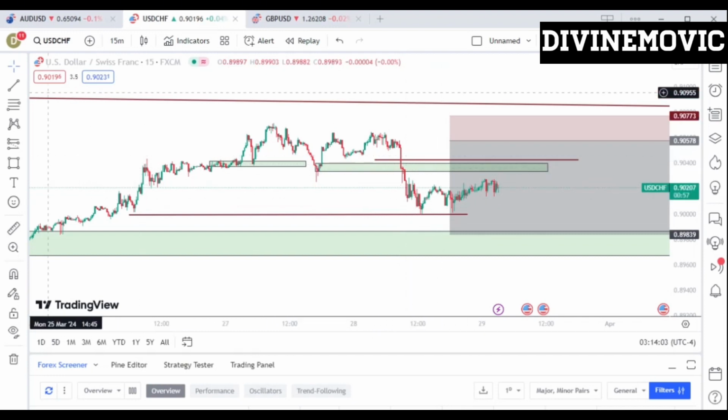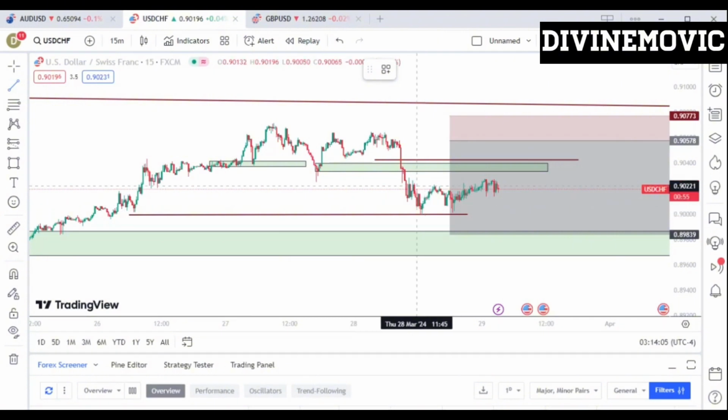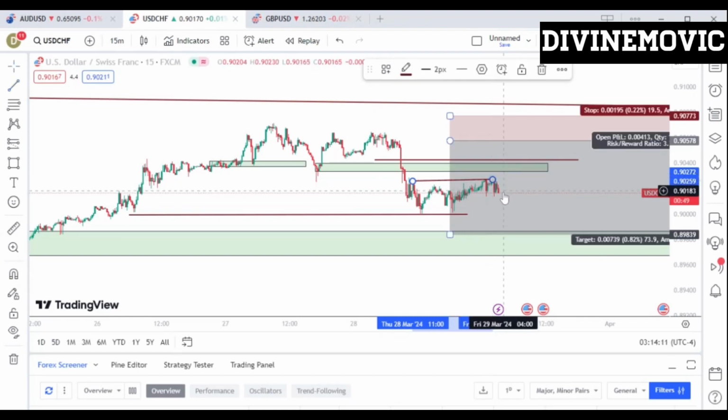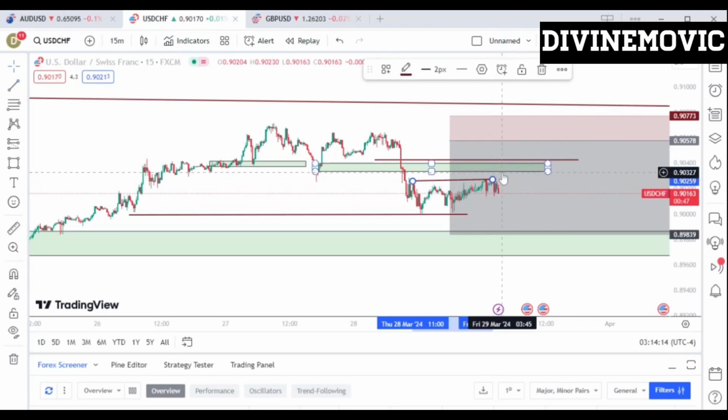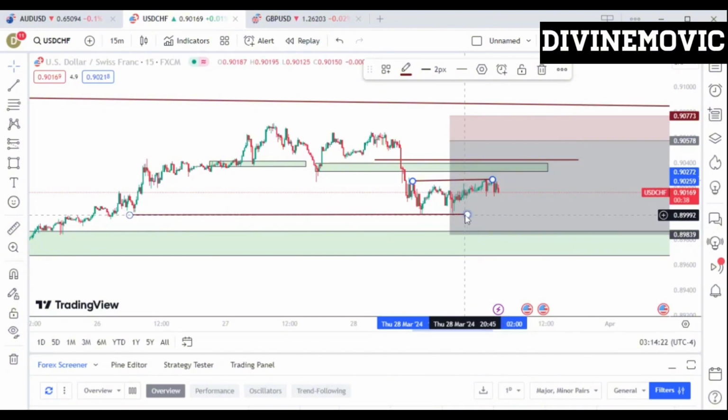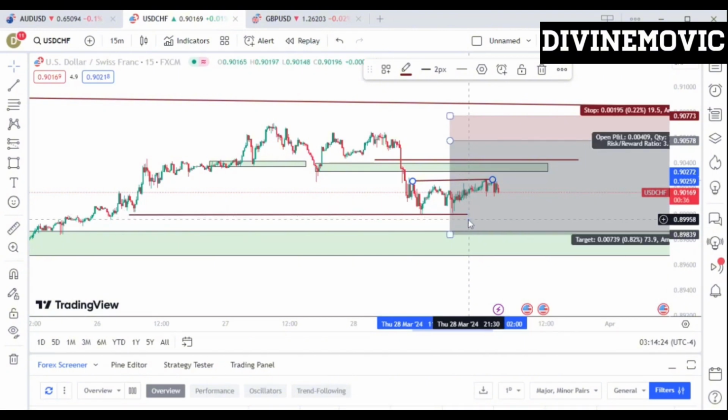Secondly, price is simply engineering liquidity here, creating a series of equal highs and equal lows. And I'm still certain that price is likely going to first take out this liquidity and proceed to the downside. But if price fails to take out this liquidity and simply takes out this sell high liquidity that is here, now I'm confident that price is likely going to begin an upward direction.